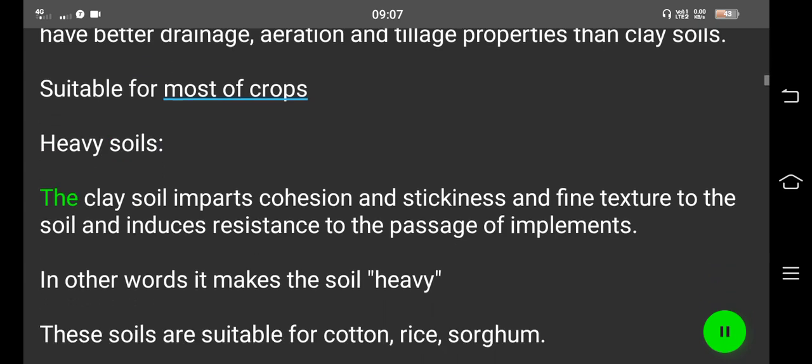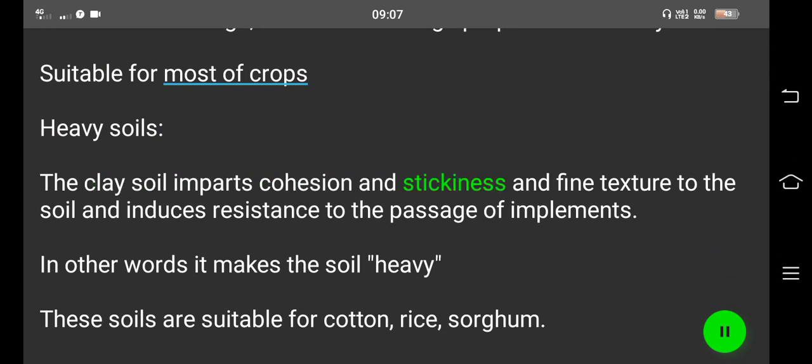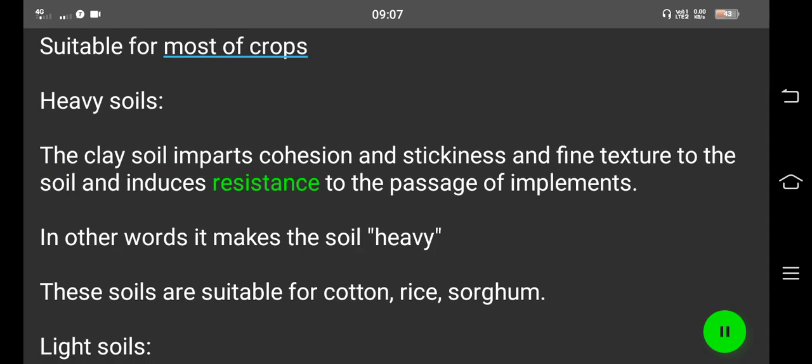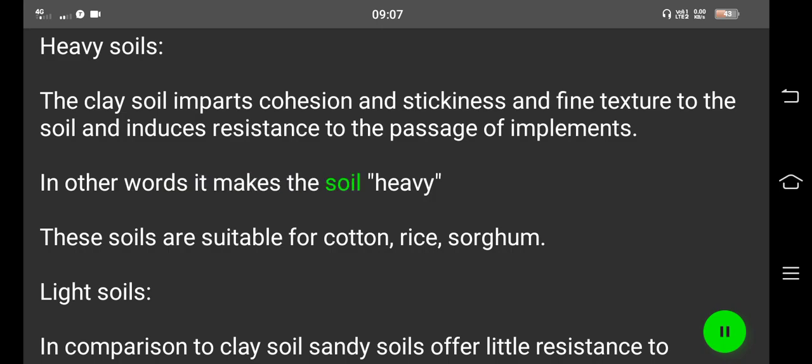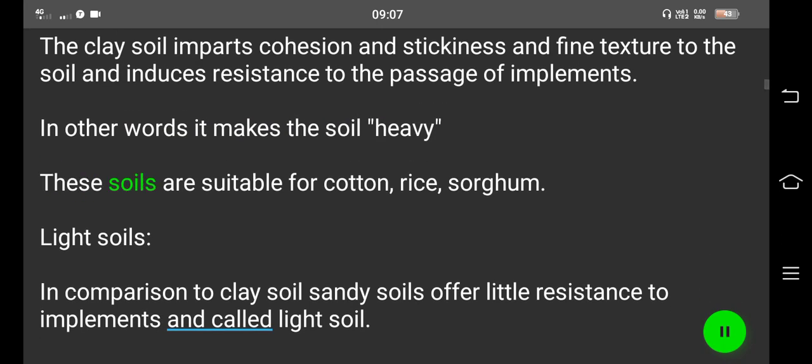Heavy soils. The clay soil imparts cohesion, stickiness and fine texture to the soil and induces resistance to the passage of implements. In other words, it makes the soil heavy. These soils are suitable for cotton, rice, sorghum.